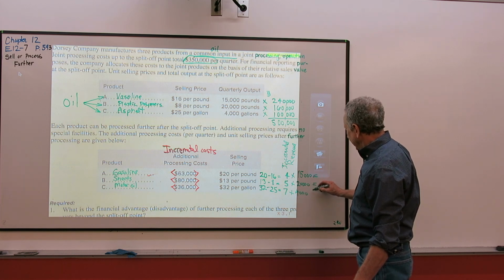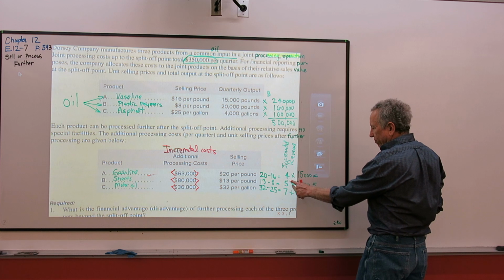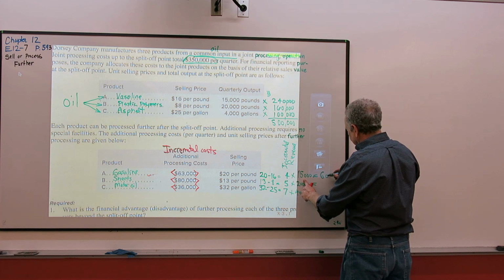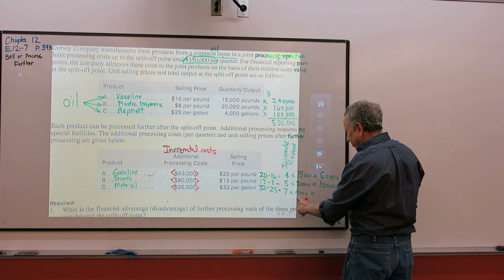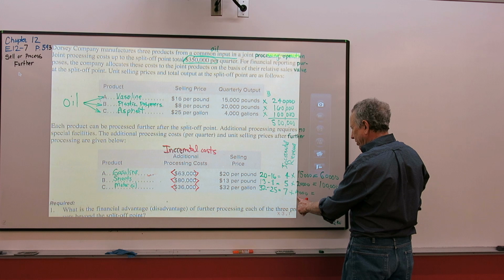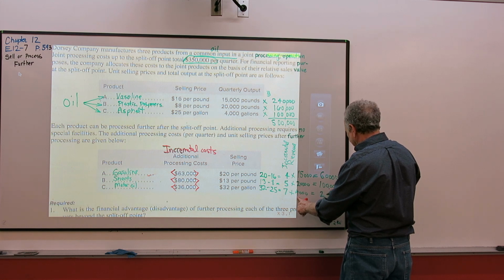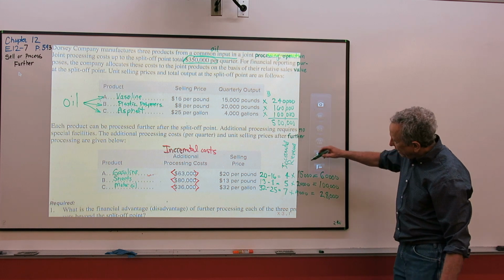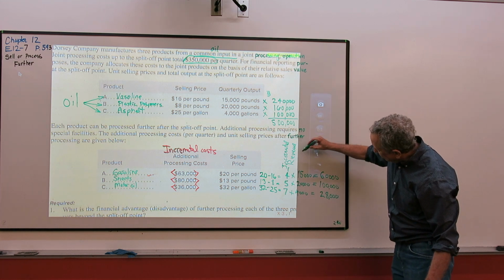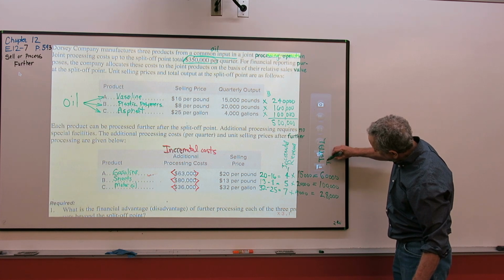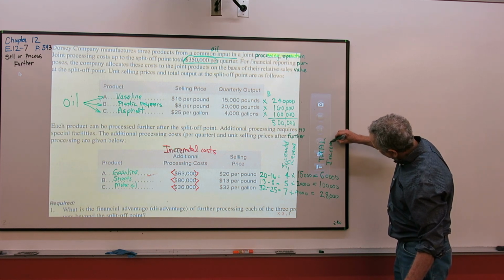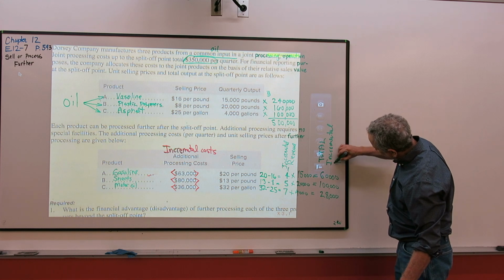And then we'll have our incremental revenue. 4 times 15 is $60,000. 5 times 20 is $100,000. That's our incremental revenue. 7 times 4, is that right? 4 times 7, is that all we're going to get? That's only $28,000. So here is our incremental revenue, but over here I have total incremental revenue.